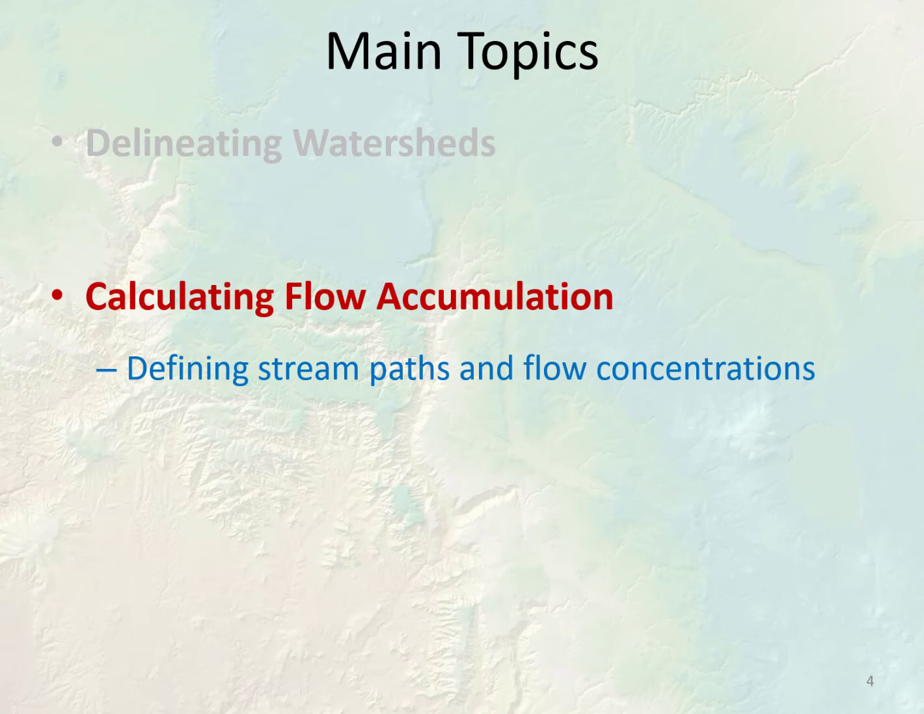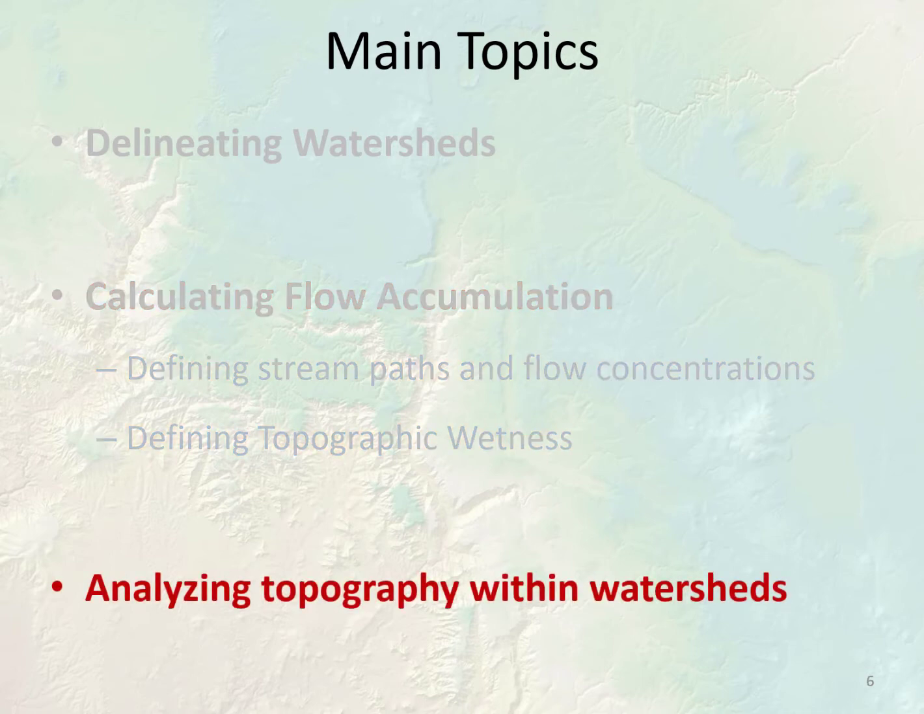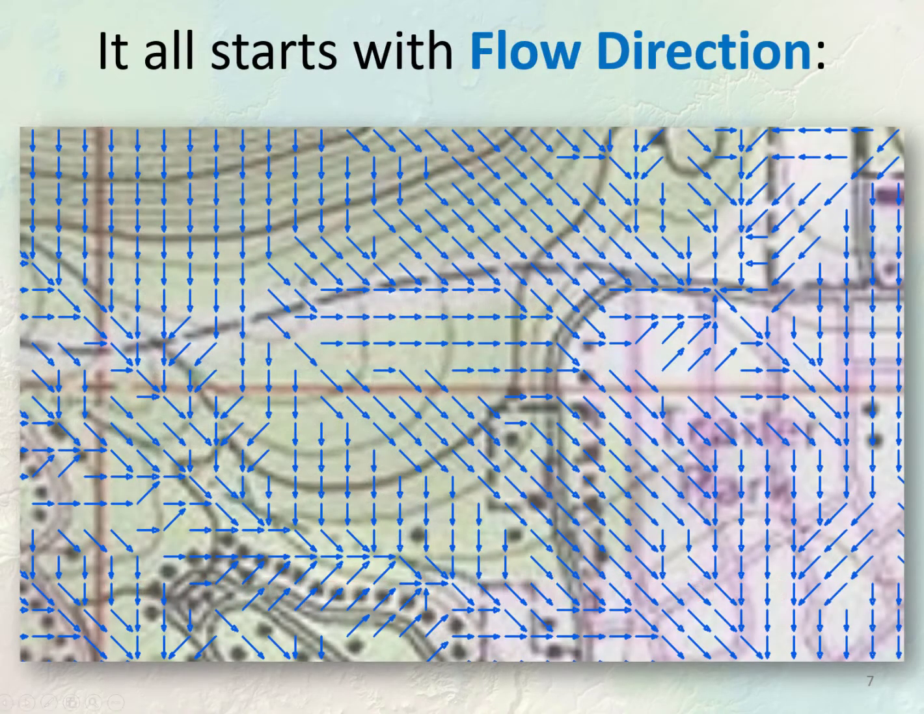It is also used for generating a general index of topographic wetness, which can be useful for a habitat analysis. And finally, we're going to apply some tools we've used before to calculate slope and aspect statistics within the watershed. Now all of this magic starts with flow direction. We need to know exactly which direction water flows over every point on the landscape.